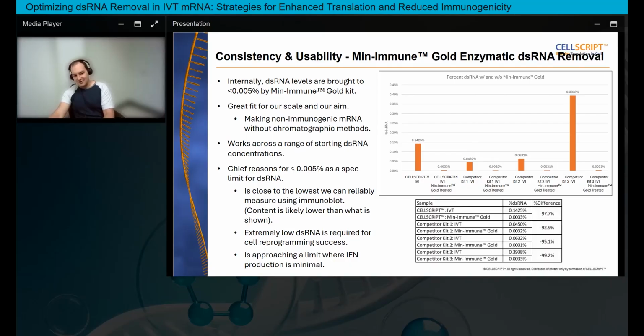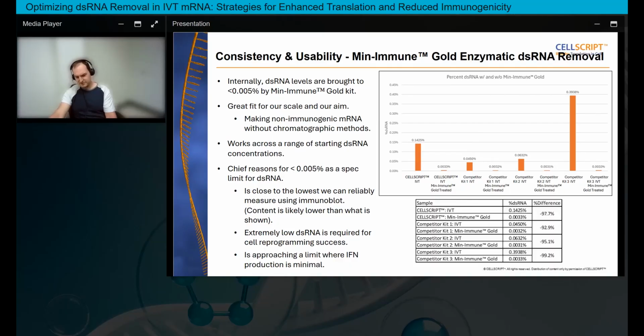But directly next to all those bars, you have that exact same sample that's been treated with CELLSCRIPT's MinImmune Gold dsRNA removal, and all of them are brought down to less than 0.005%. In fact, if you'll notice, they're all brought down to pretty much the same level, which is our limit of detection.